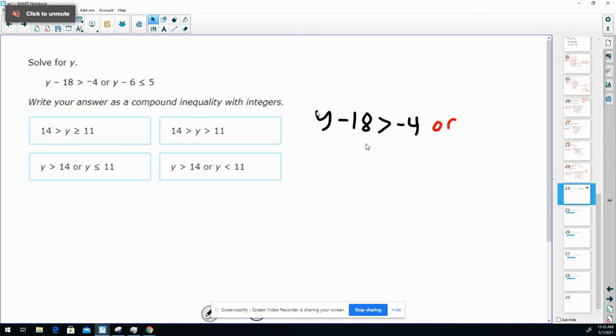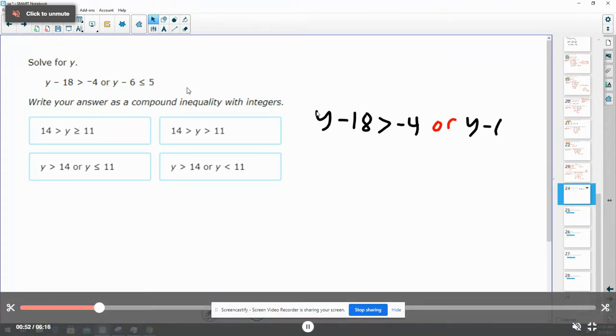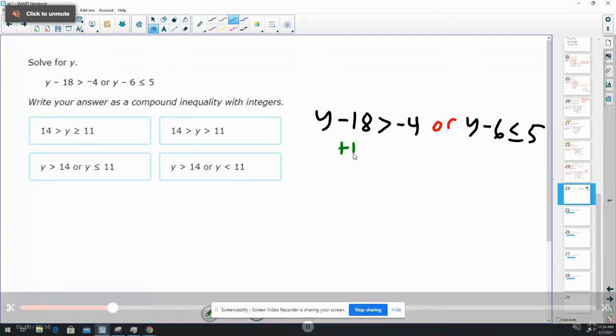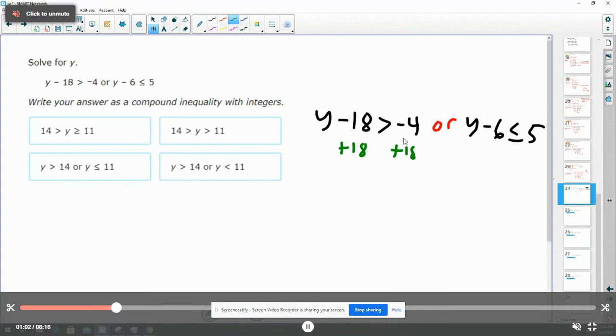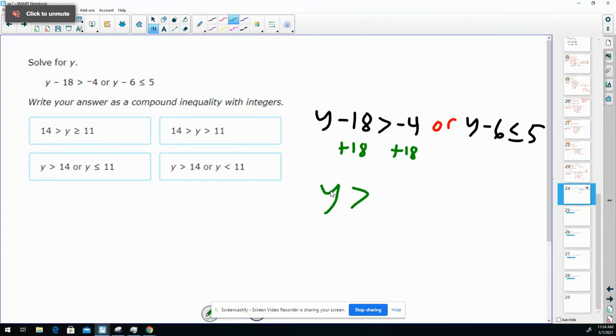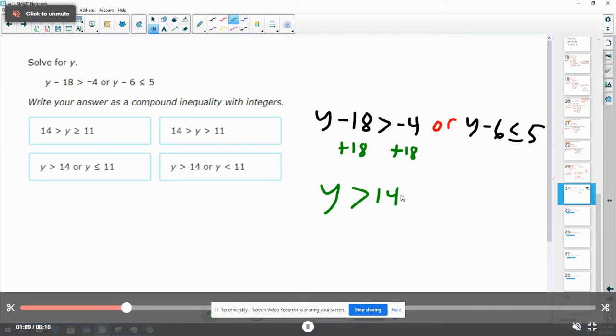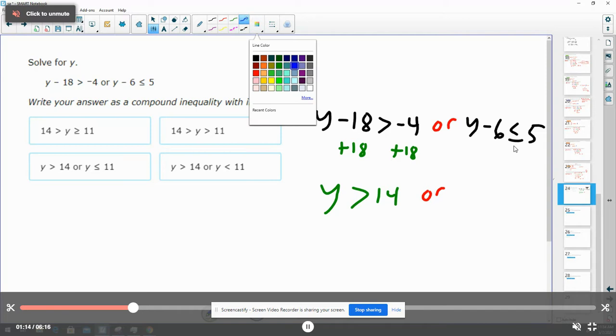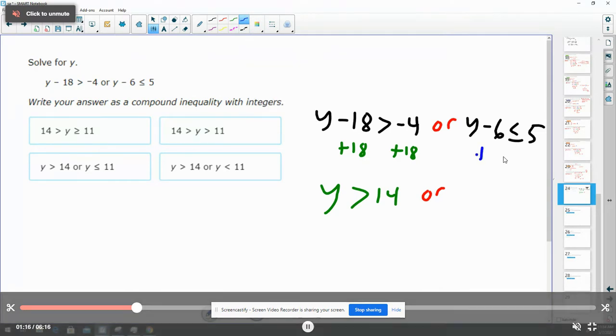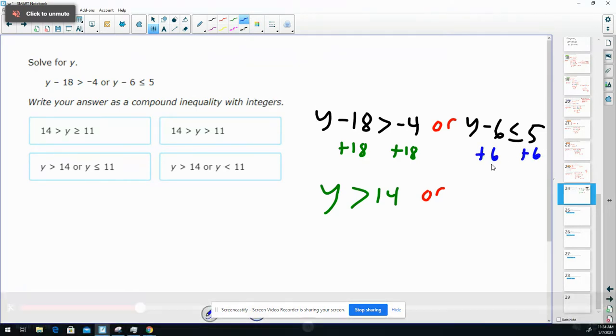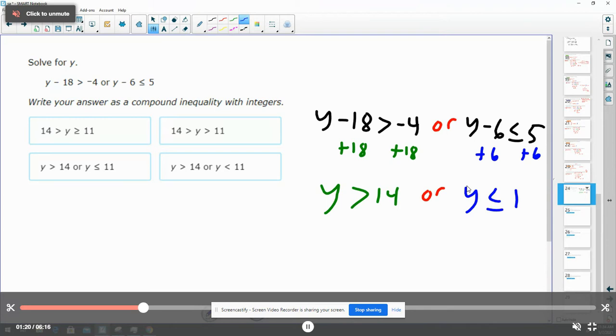So we have y minus 18 is greater than negative 4, or y minus 6 is less than or equal to 5. Now, because we have an or here, it's just two separate problems. So here we're just going to add 18 to both sides. We'll get y is greater than 14. 18 minus 4 is 14. Or drops down. Here we add 6 to both sides, and we'll get y is less than or equal to 11.